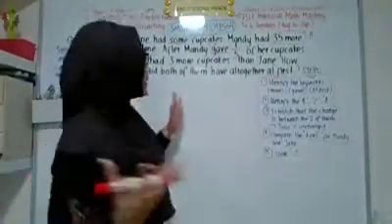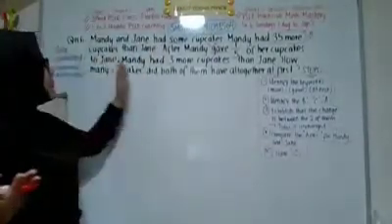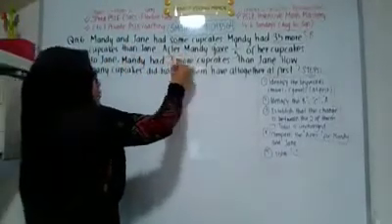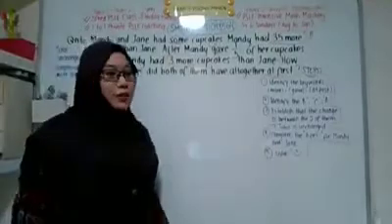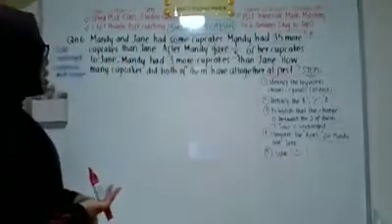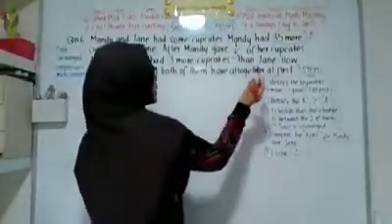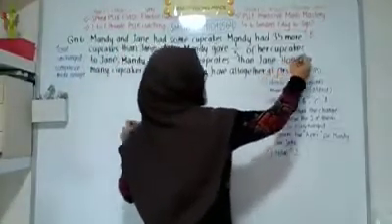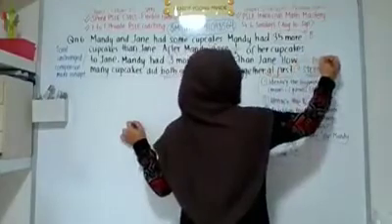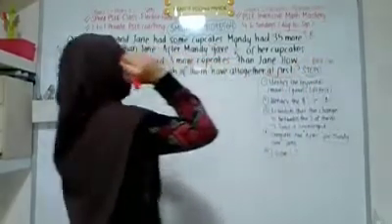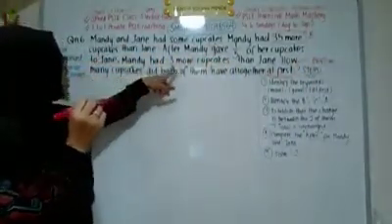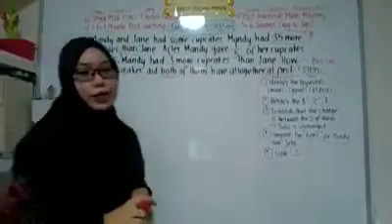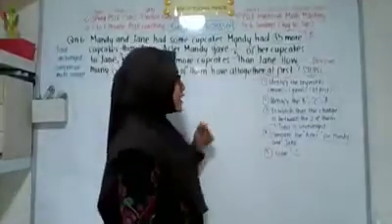Mandy again had 3 more cupcakes than Jane. How many cupcakes did both of them have altogether at first? I want both of them at first, which means I want my before. The thing is that Mandy had 3 more cupcakes. After this comma, this is my after. Now we have identified the keywords.